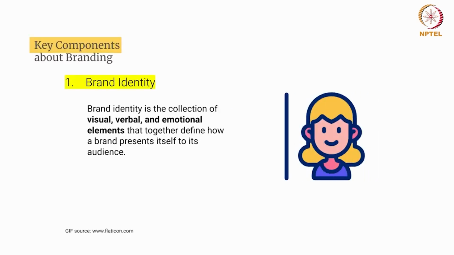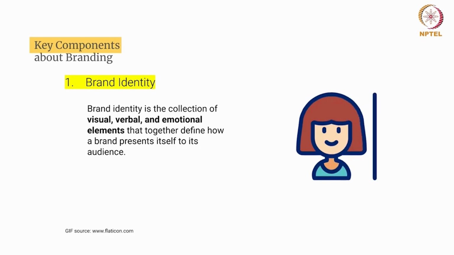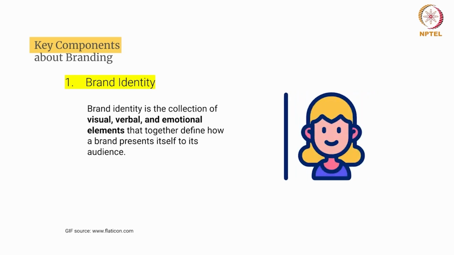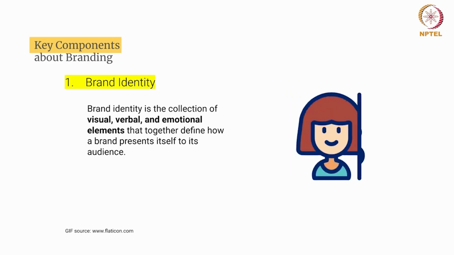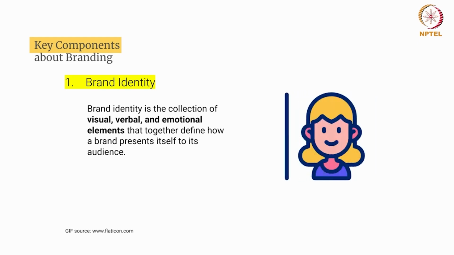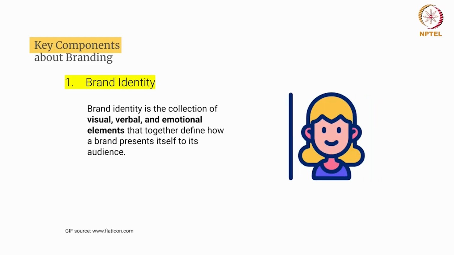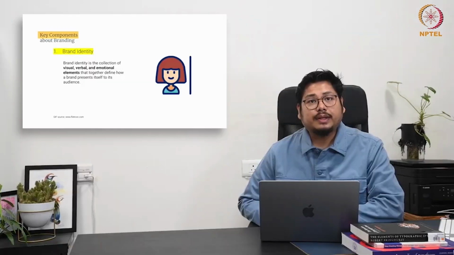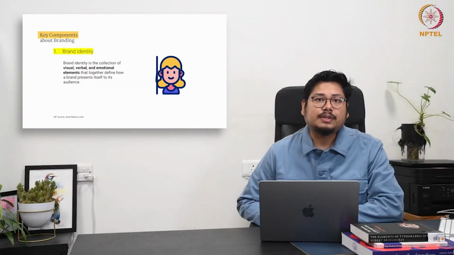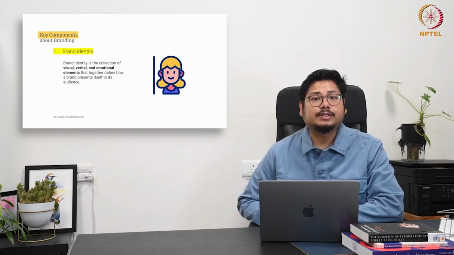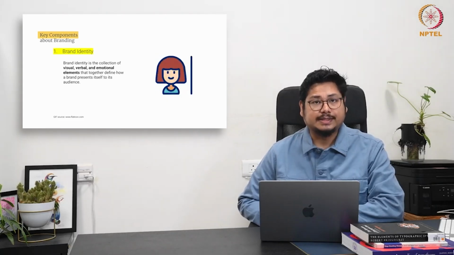So the first component is the brand identity. In the middle of our discussions, we have talked briefly about logo design and color choice. The brand identity is the collection of visual, verbal, and emotional elements that together define a brand's presence to its audience. It involves shaping perception and fostering emotional connection between different brands.